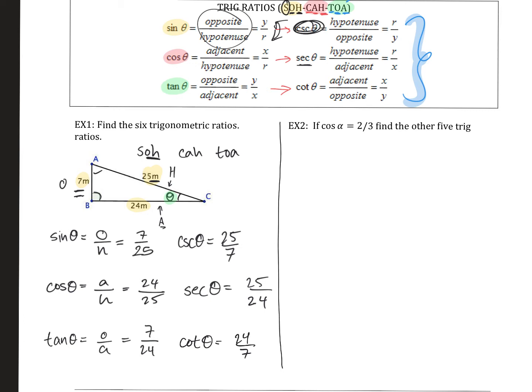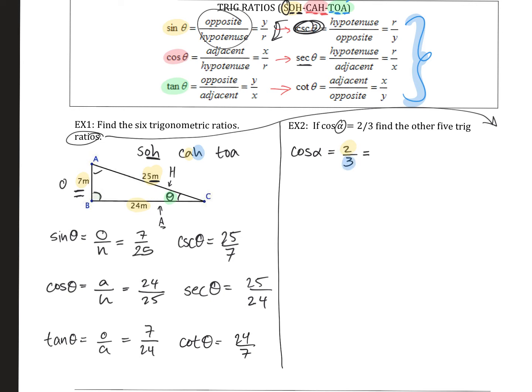Alright, so example 2. If cosine of alpha, this little guy here is called alpha, if cosine of alpha is 2 over 3, find the other 5 trig ratios. Okay, so we know cosine of alpha equals 2 over 3. How can I find the other ones? Well, if I recall, remember SOH-CAH-TOA, cosine is adjacent over hypotenuse. So, using that, I have my adjacent value and my hypotenuse value.